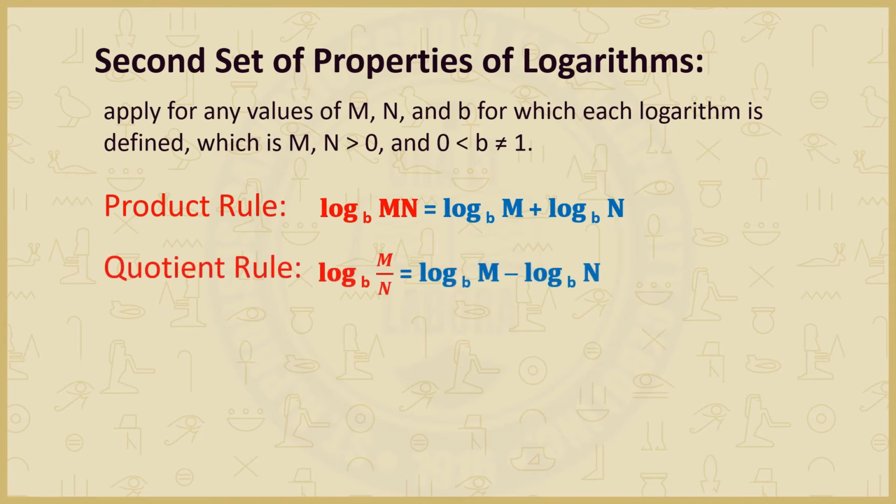For the quotient rule, the logarithm of m over n to the base b is equal to the logarithm of m to the base b minus the logarithm of n to the base b. And for the power rule, the logarithm of m raised to a to the base b is equal to a times the logarithm of m to the base b.